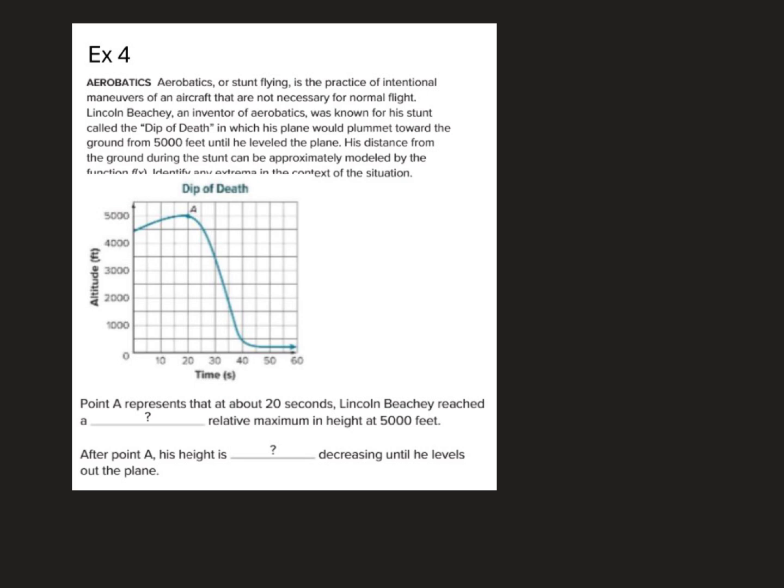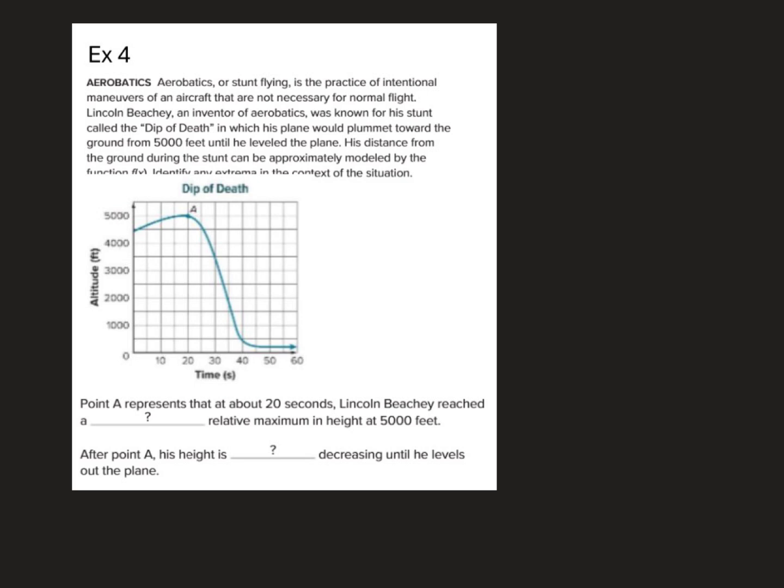Example 4, aerobatics is what this is. It's called stunt flying. It's the practice of intentional maneuvers of an aircraft that are not necessary for normal flight. Lincoln Beechey, an inventor of aerobatics, was known for his stunt called the Dip of Death, in which his plane would plummet toward the ground from 5,000 feet until he leveled the plane. His distance from the ground during the stunt can be approximately modeled by the function f of x. Identify any extrema in the context of the situation.